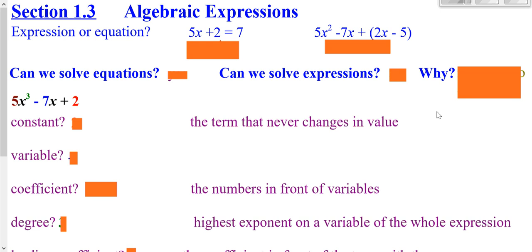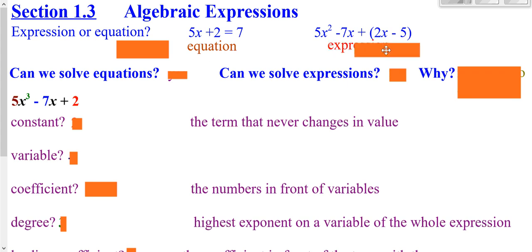We're going to go ahead and take a look at simplifying algebraic expressions today and also factoring. Now, first of all, down below here, we have one equation, we have one expression, but which one is which? Well, the first one is an equation because it has an equal sign in it, so it's an equation. The second one has no equal sign, so we refer to it as an expression.